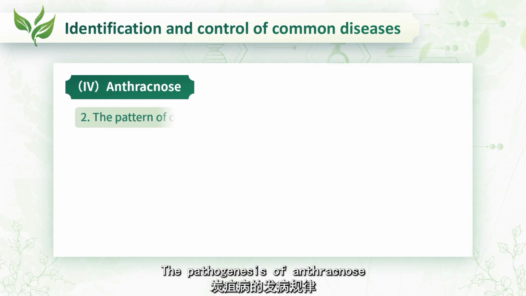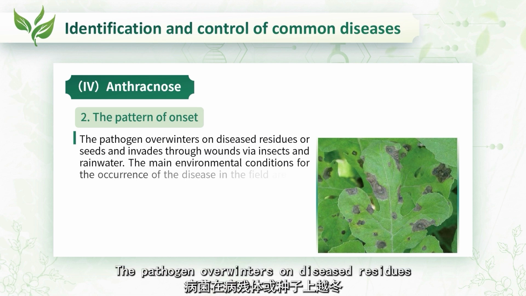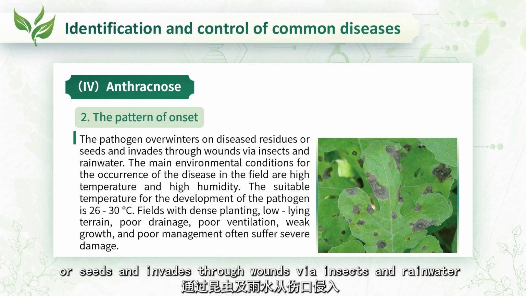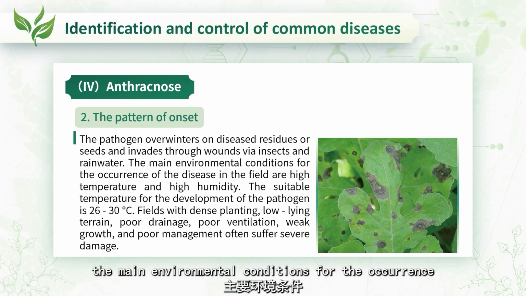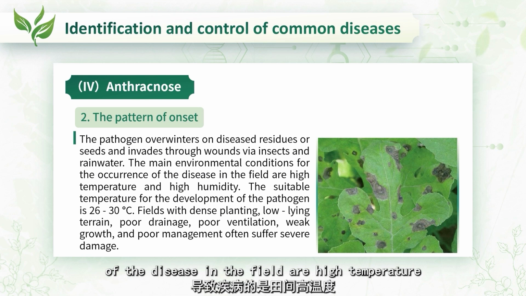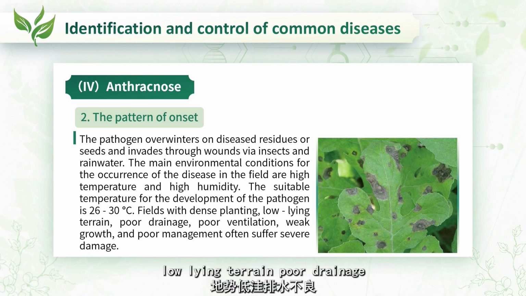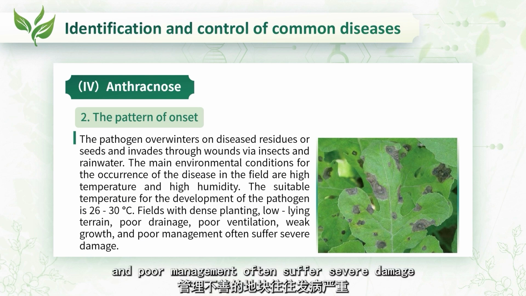The pathogenesis of anthracnose. The pathogen overwinters on diseased residues or seeds and invades through wounds via insects and rainwater. The main environmental conditions for the occurrence of the disease in the field are high temperature and high humidity. The suitable temperature for the development of the pathogen is 26–30 degrees Celsius. Fields with dense planting, low-lying terrain, poor drainage, poor ventilation, weak growth, and poor management often suffer severe damage.